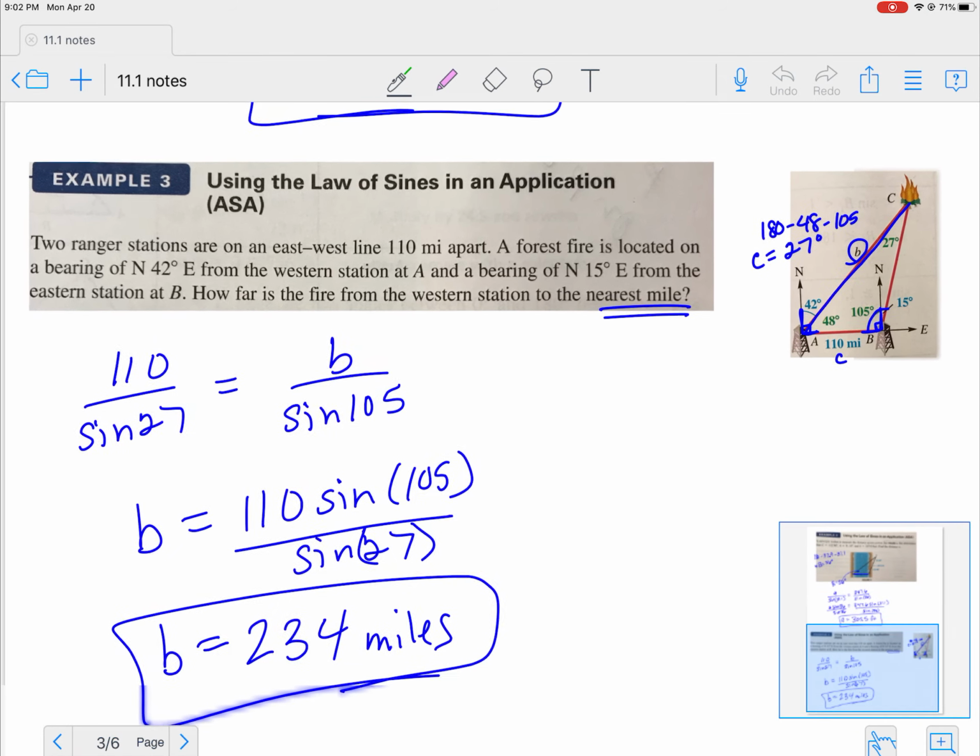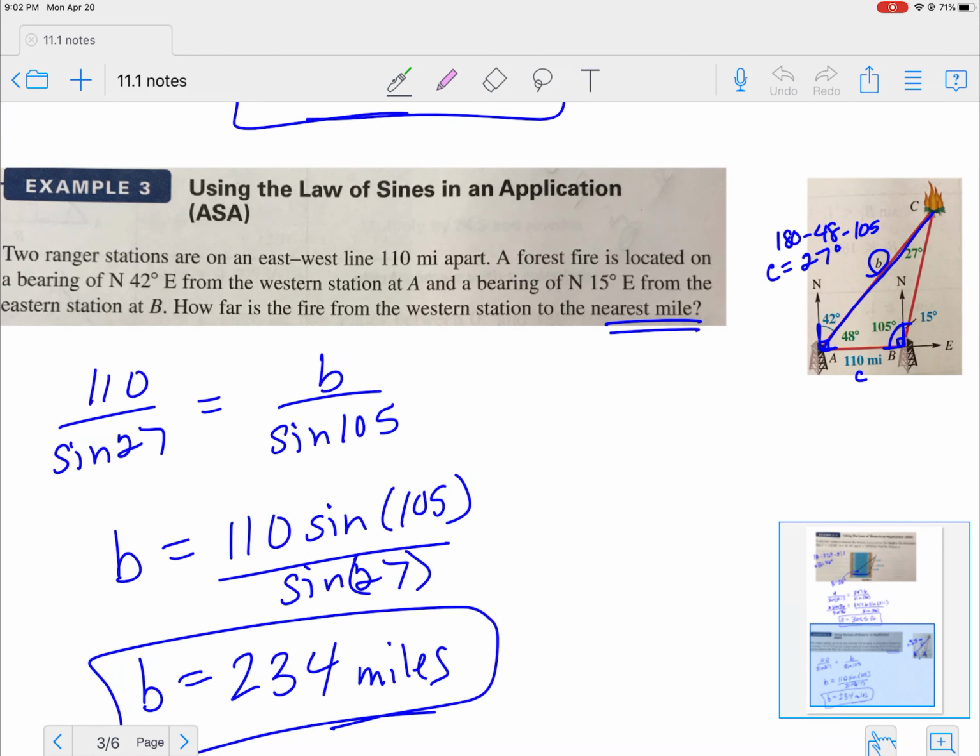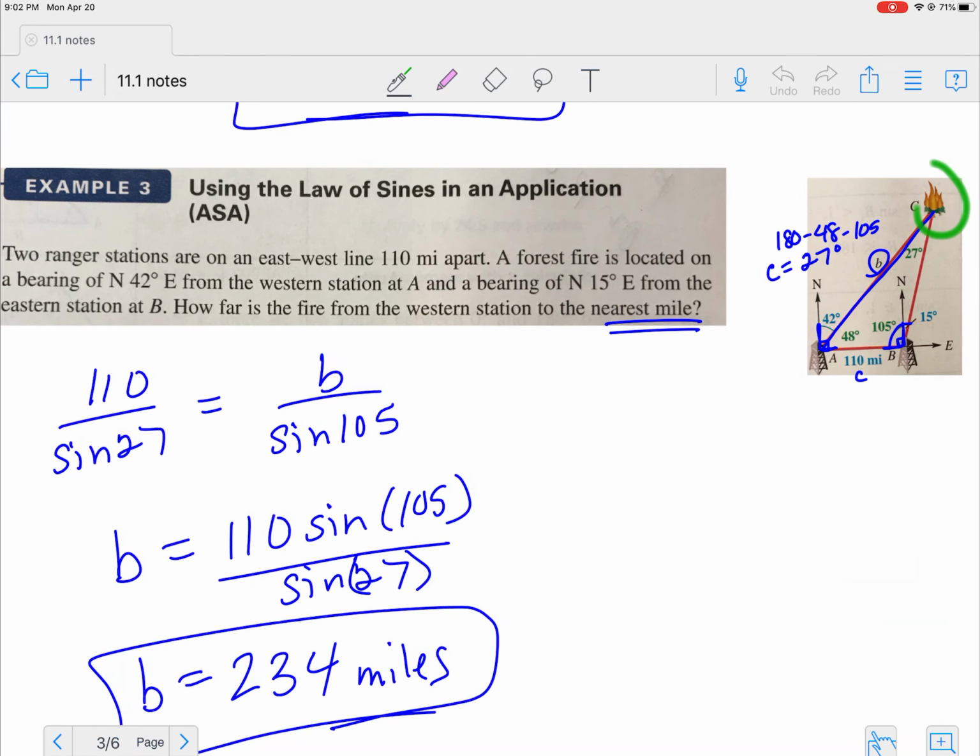Okay, so look at this one. Here, I have a fire. Here are two ranger stations on an east-west line 110 miles apart. A forest fire is located on a bearing of north 42 east. So here's my bearing of north, and I'm going to the east 42 degrees. All right?